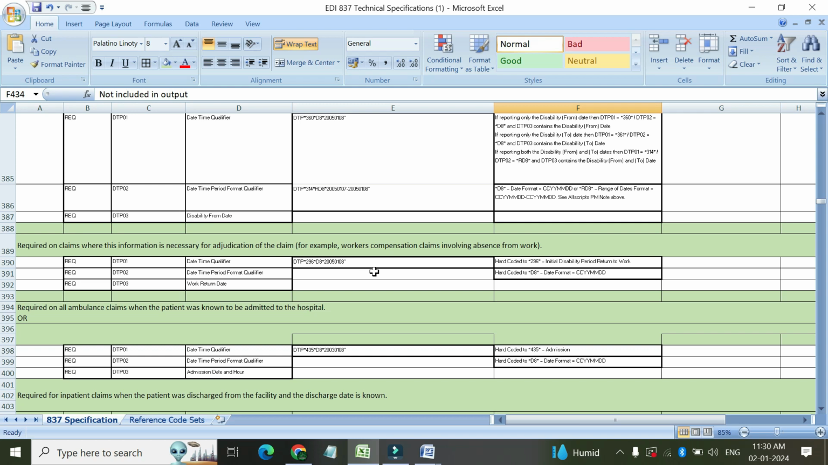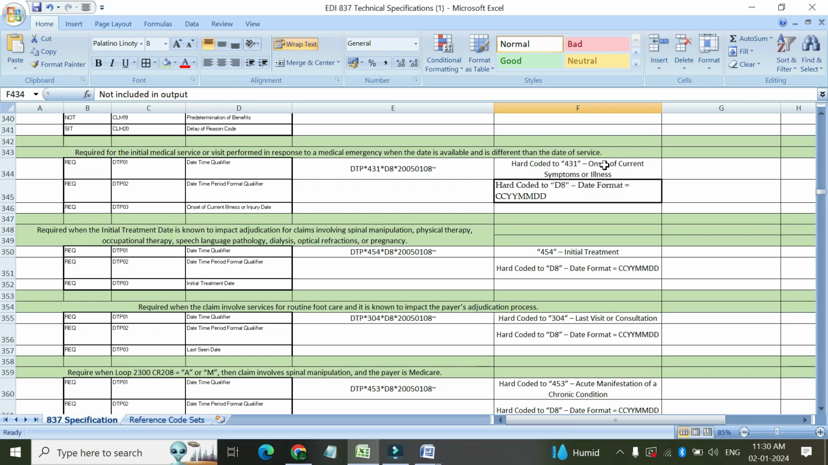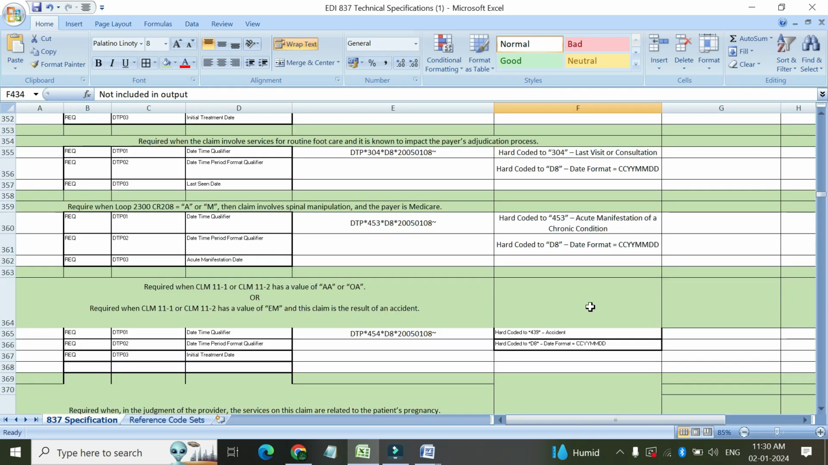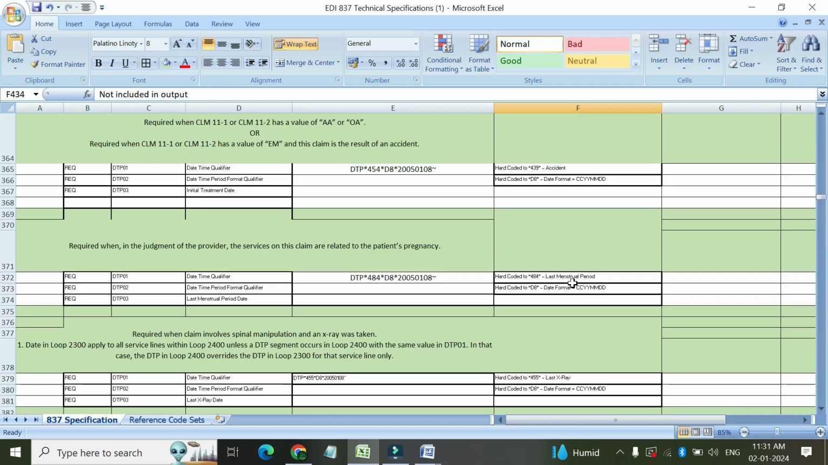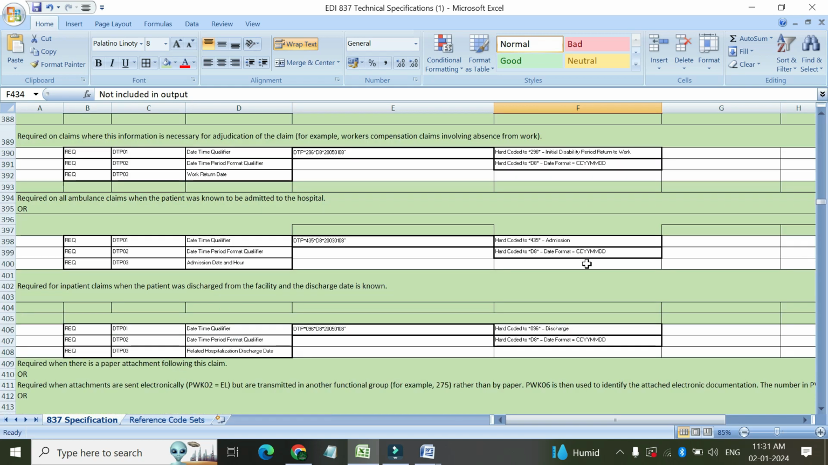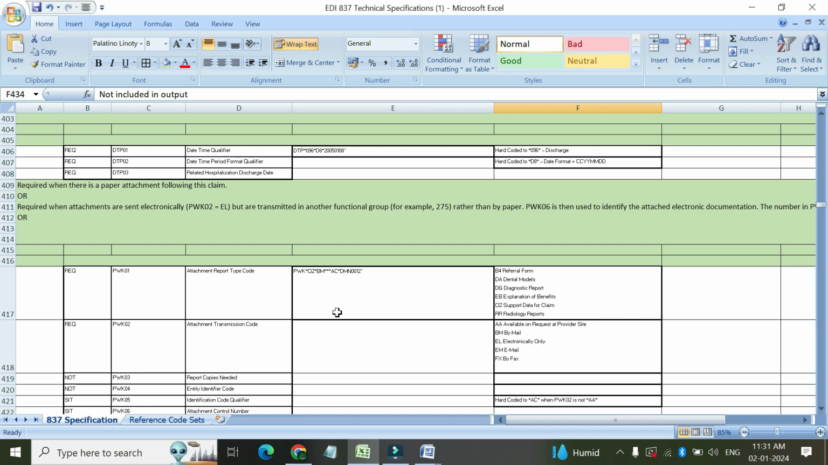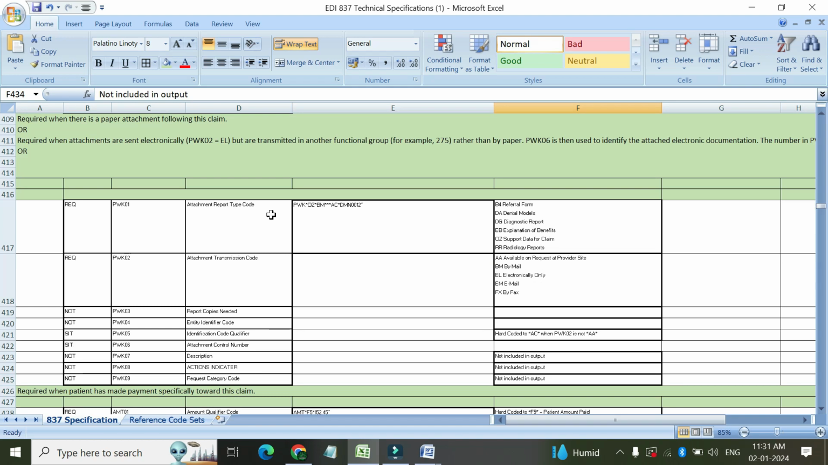So guys, yesterday we saw some dates in Loop 2300, and those dates were onset of current symptoms or illness, initial treatment date, last visit or consultation date, acute manifestation of a chronic condition date, accident date, last menstrual period date, last x-ray date, and many more, including admission and discharge date. And today we will move ahead and see what other segments are there in loop 2300 on the claim level.